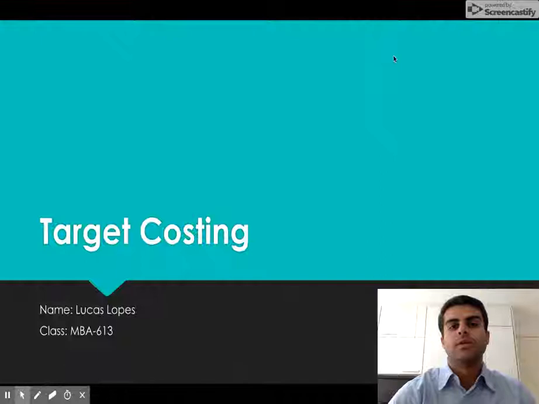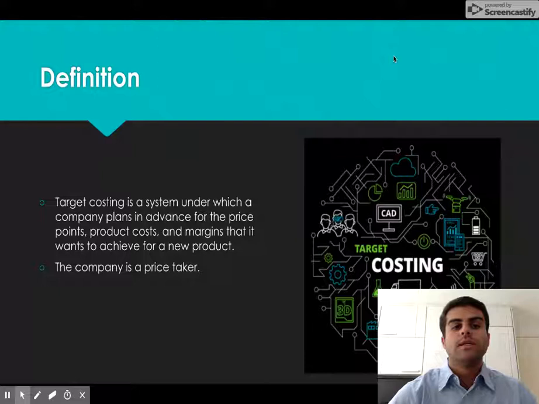Today we're going to talk a little bit about target costing. So what is target costing? The definition of target costing is that it is a system under which a company plans in advance for the price points, product costs, and margins that it wants to achieve for a new product.